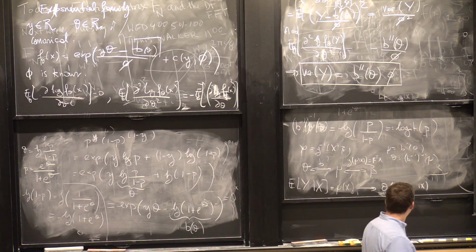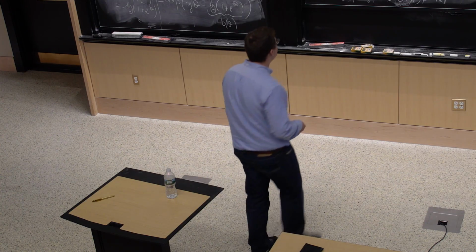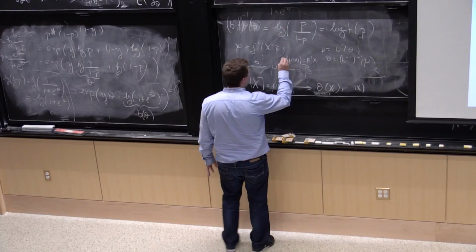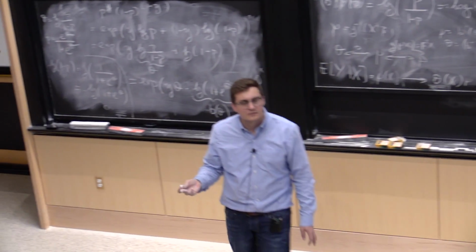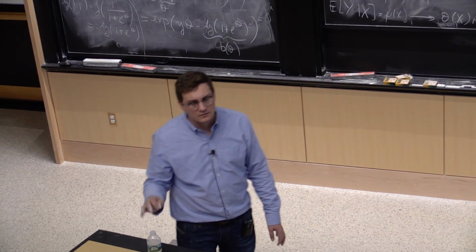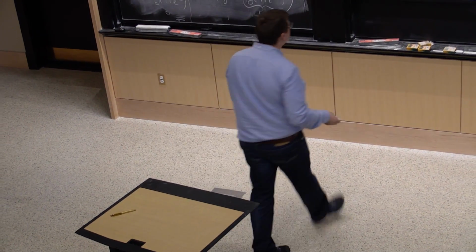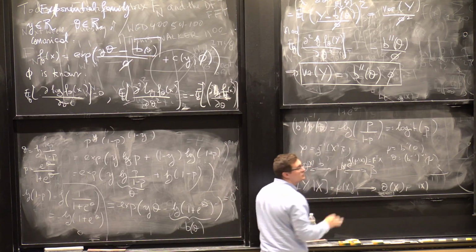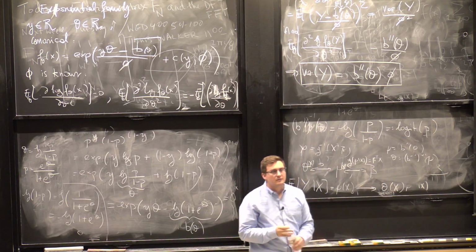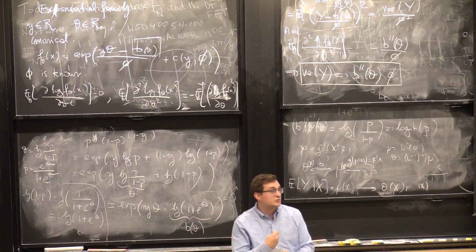The function that takes mu to beta is g. That's my link, right? g of mu of x. Now mu is a function of x because it's conditional on x. So this is really theta of x, mu of x, but b is not a function of x, because it's just something that tells me what the function of x is.